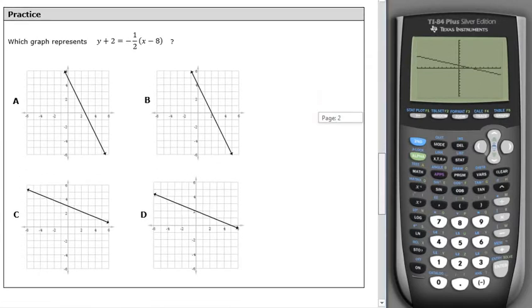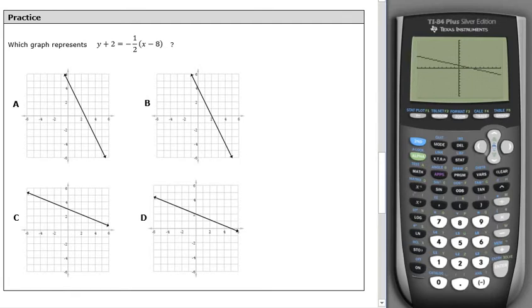This next problem is yours. You need to graph it. So start by solving for y, and then make a table and see which one it matches up with.